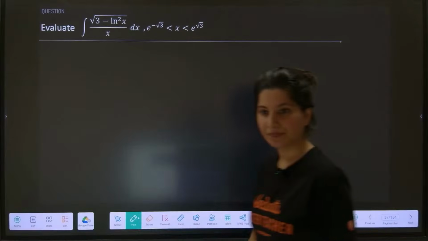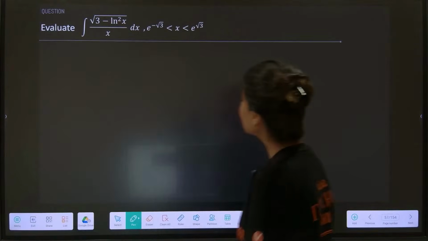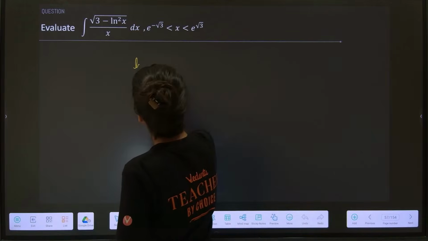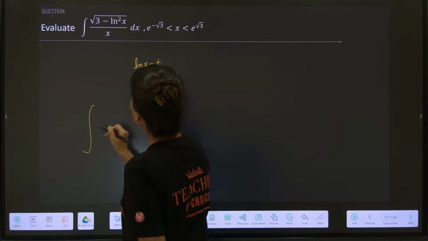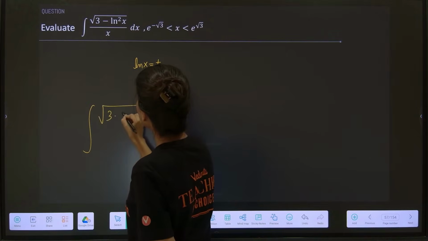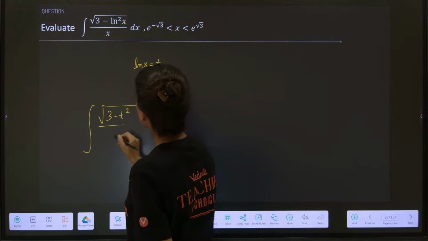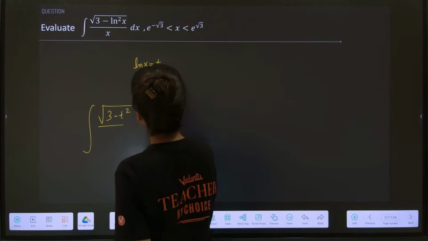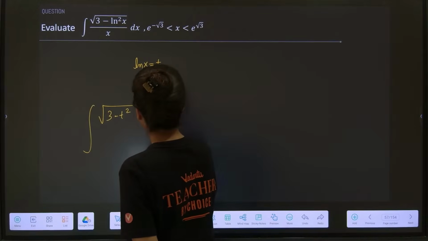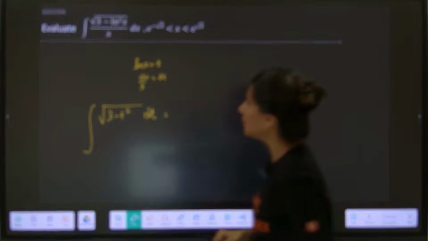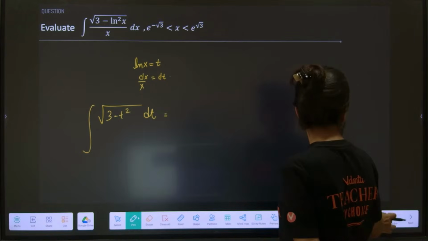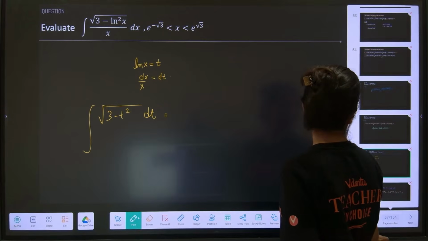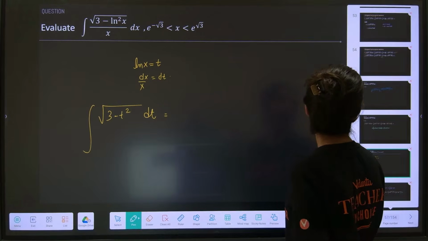Next question. Done. Next question, square root of 3 minus ln x square. Again, in this question, it is pretty obvious. First, we have to put ln x equals t, so that 1 by x dx will become dt. Integration of square root of 3 minus t square. Now 1 by x dx is gone. It has become dt now. So square root a square minus x square. What's the formula?